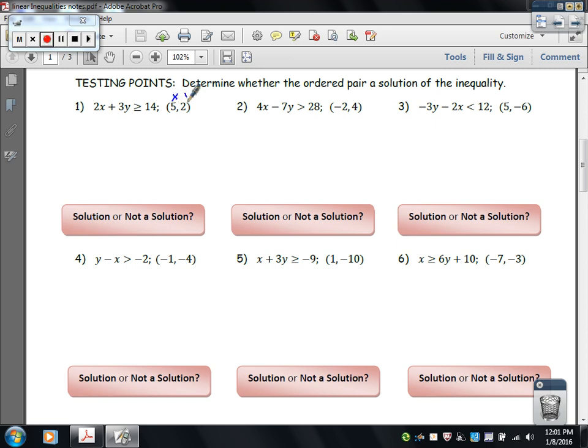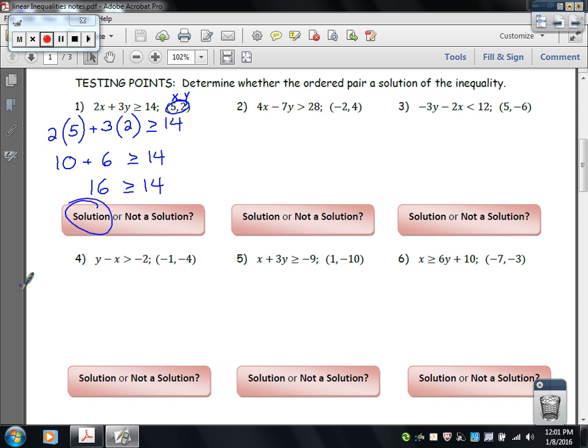So this is an ordered pair, so this is an x and this is a y. I'm plugging it in. What am I plugging in for x, guys? 5. So 2 times 5, do this on your paper as well, plus 3 times my y value, which is 2, is greater than or equal to 14. What's 2 times 5? 10. Plus 6 is greater than or equal to 14. What's 10 plus 6? 16. Is this true? That is true. So that means that the ordered pair 5, 2 is a solution. Pretty easy, right? Let's do the next one.